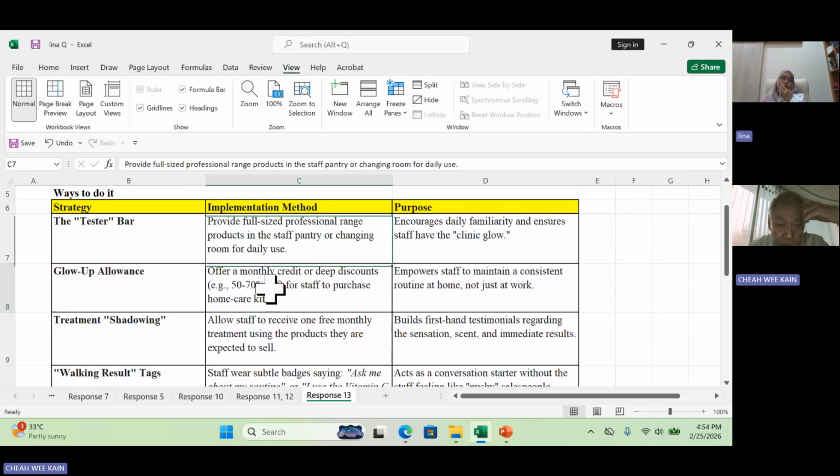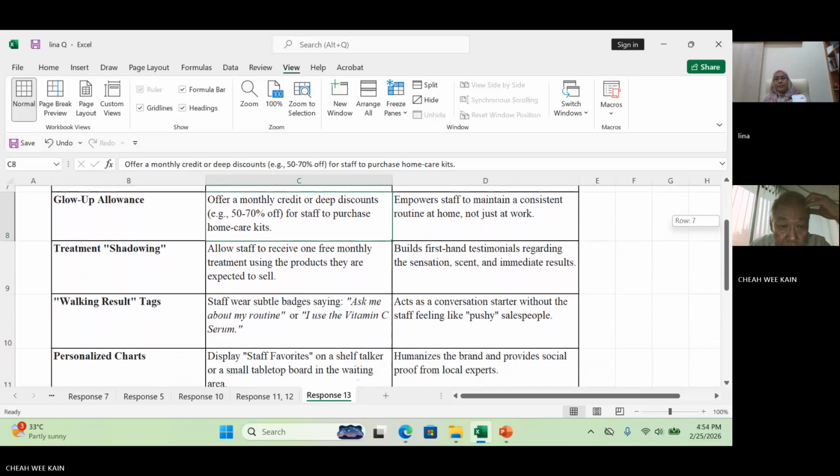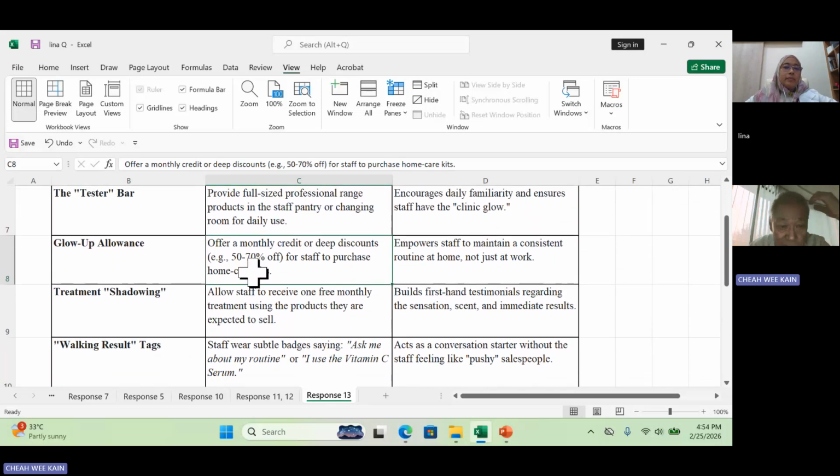The tester bar allowance, monthly credit or deep discount for staff to purchase a home care unit. But I don't know what your markup is. Your markup should be very high in that kind of industry. That's why I'm suggesting that even with a 50% discount, you're still not losing money because you're covering your cost only. Correct? Your markup is more than 50%. So that's why I put 50%. At least you can cover your cost.